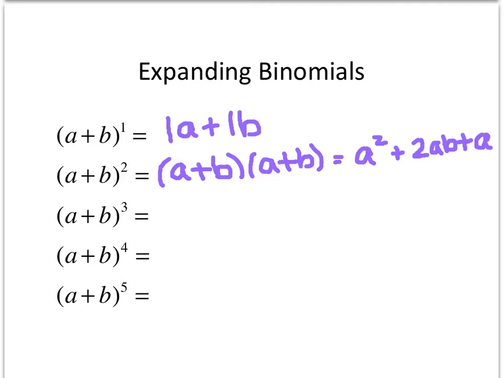We could keep going. If we were going to do a plus b to the third power, now you're going to have to FOIL, and then you're going to have to multiply by a plus b again. That can be a pain. So let me just show you what that would be. And you could take the time if you want to on your own if you don't trust me, which I totally understand.